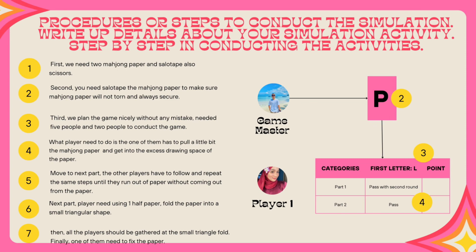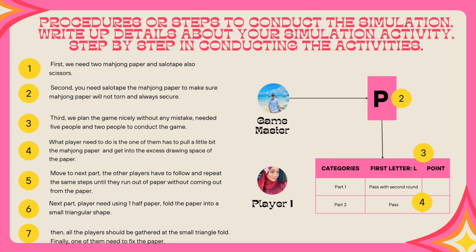Procedure or steps to conduct the simulation. First, we need 2 mahjong papers, sellotape, and also scissors. Second, you need to sellotape the mahjong paper to make sure it will not tear and is always secure. Third, we plan the game nicely without any mistake. We need 5 players and 2 people to conduct the game.